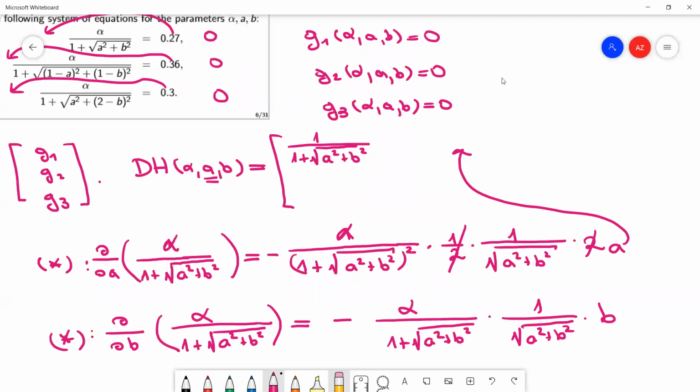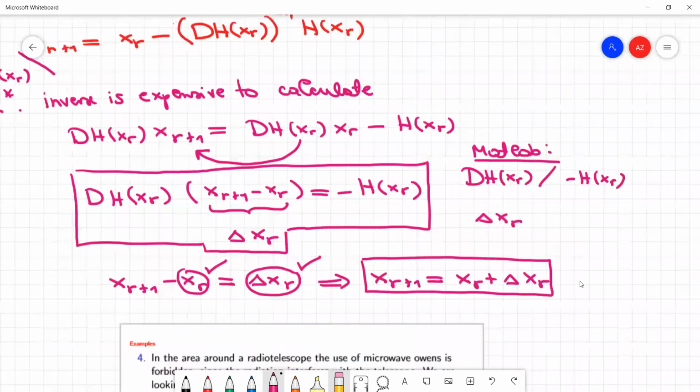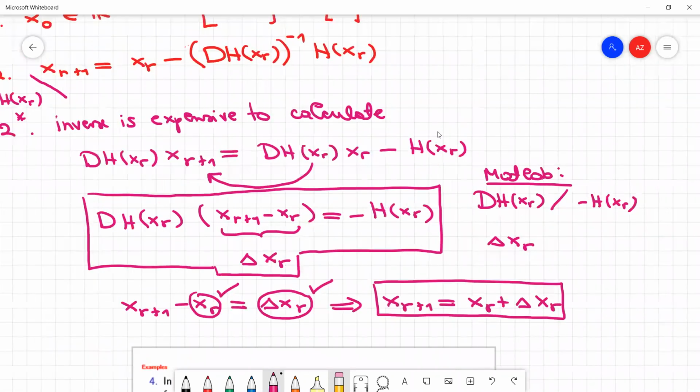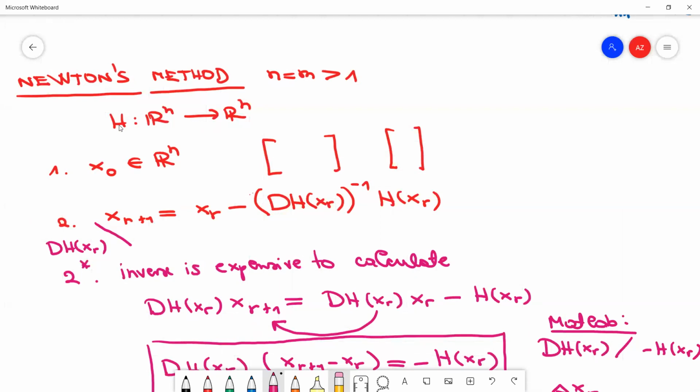Next time, what we will do is generalize this to the Gauss-Newton method, where we won't have a function h from R to the power of n to R to the power of n, but n and m will be different.